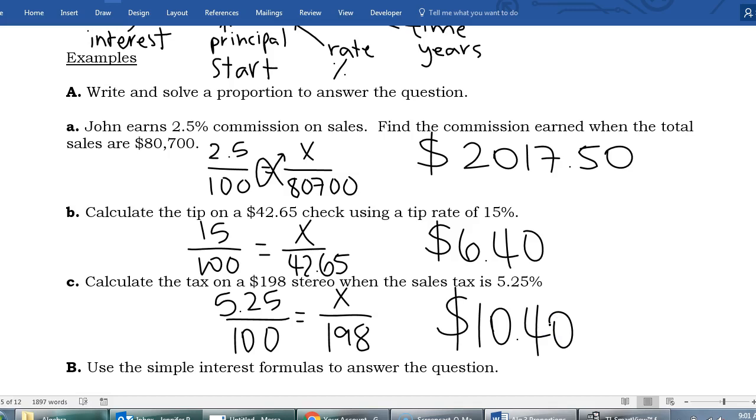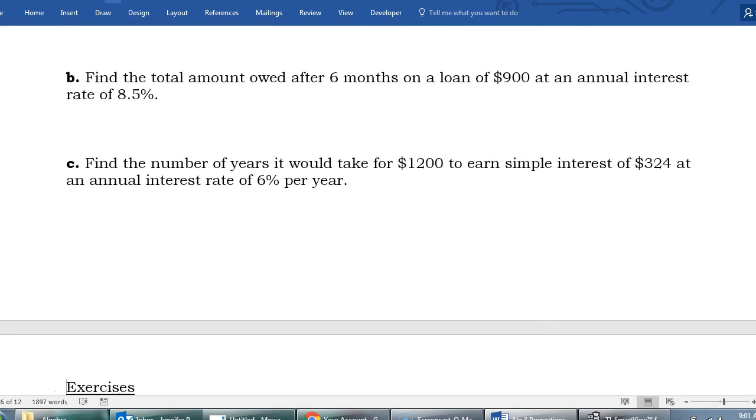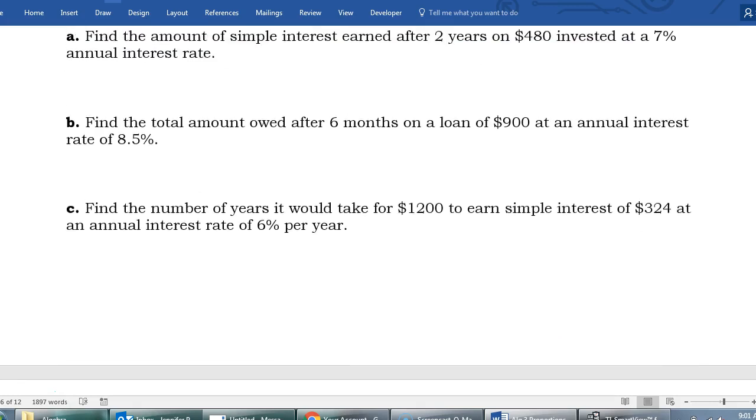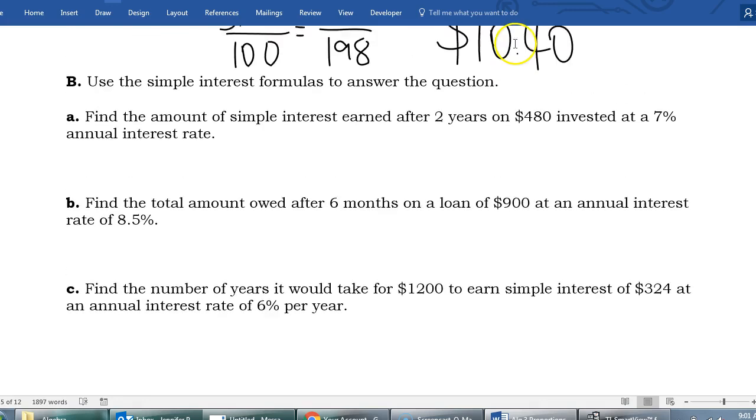Letter B, use the simple interest formulas to answer the question. So that's way up top. Hopefully you have that written down on your paper. I got it in my brain, so we should be good to go. Find the amount of simple interest earned after 2 years on $480 invested at a 7% annual interest rate. So I'll write it again.